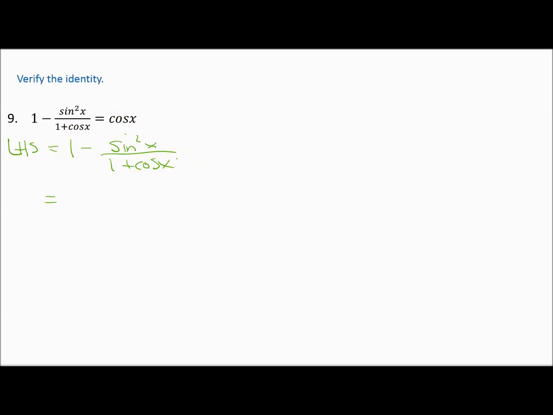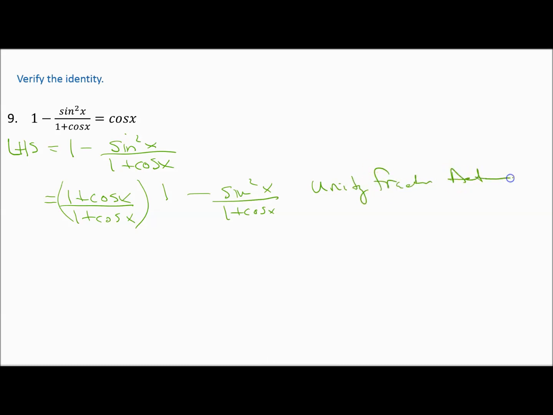Okay, so I need to find a common denominator and combine these together. So my common denominator is this guy right here, 1 plus cosine of x. So I'm going to multiply by a unity fraction times this 1. So I'm going to multiply by 1 plus the cosine of x over 1 plus the cosine of x. That's all I'm really allowed to do, is multiply by a unity fraction, minus sine squared of x over 1 plus the cosine of x. So again, I have unity, fraction, action. I'm so proud of that.